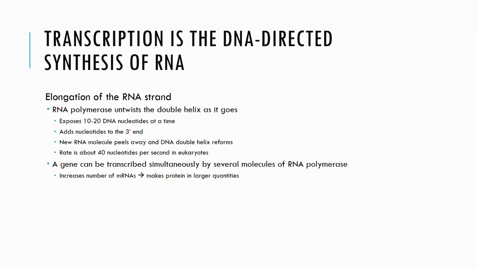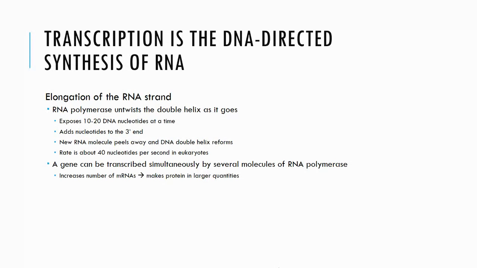Next is elongation. RNA polymerase untwists the double helix as it goes, which exposes 10 to 20 DNA nucleotides at a time. RNA polymerase will add nucleotides to the 3' end of the growing mRNA transcript, and the new RNA, or mRNA molecule, will peel away and the double helix can reform.